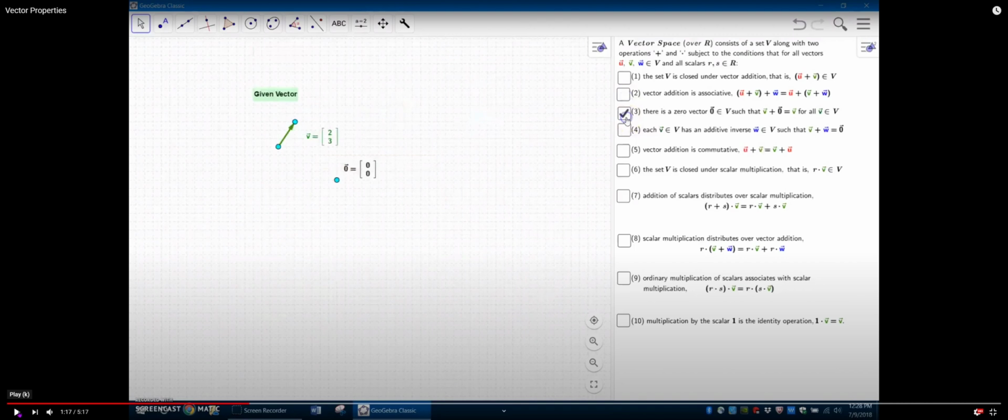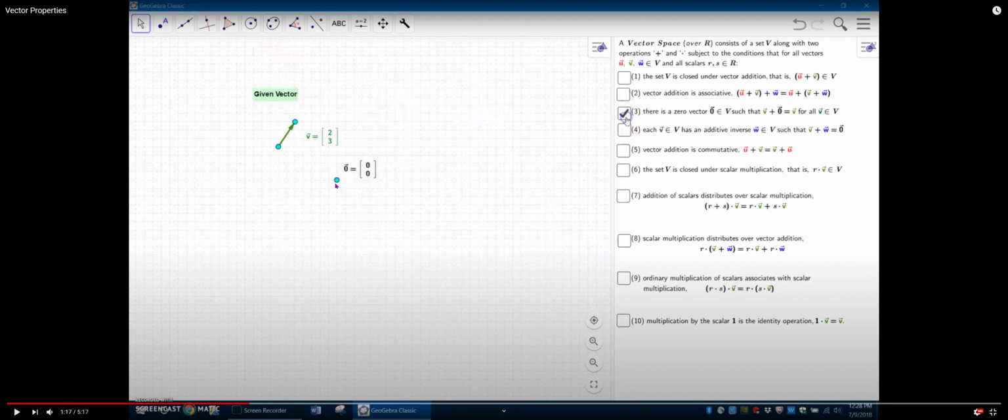Okay, and there exists a zero vector in your vector space such that any vector plus that zero vector just gives you the same vector. If you're in R2, if you're looking at the plane, then the zero vector is naturally what you think it would be, (0, 0) over here.